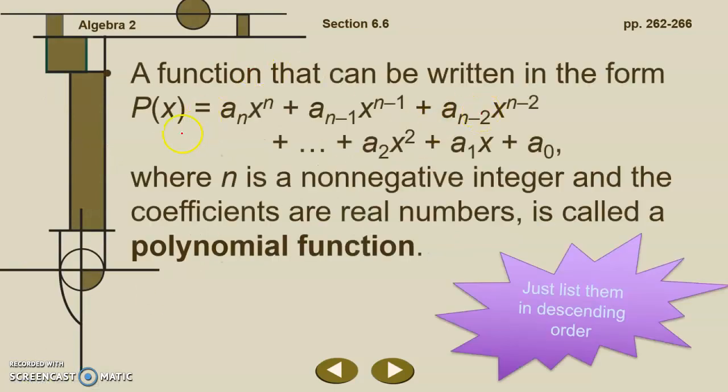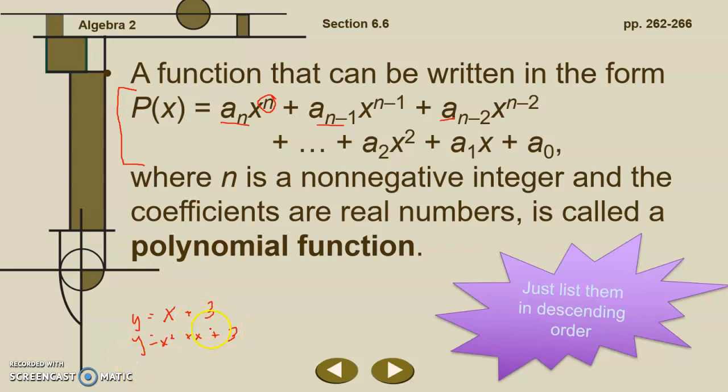Those are the two forms that we've seen so far in our functions. A function that can be written in this form, and I'll explain it to you in layman's terms in just a second, where n is a non-negative integer, so our exponent cannot be a negative integer, and the coefficients are real numbers, is called a polynomial function. Basically, if we have a list of terms and our x is being raised to an exponent that's not negative, and we've got coefficients that are also real numbers, that's a polynomial. So y equals x plus 3, that's a polynomial. y equals x squared plus x plus 3, that's a polynomial.